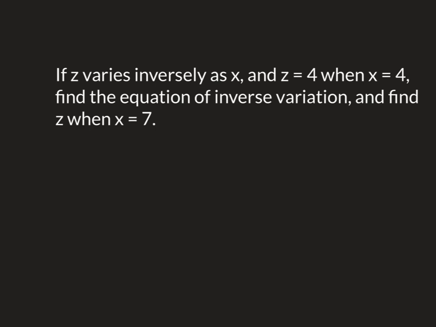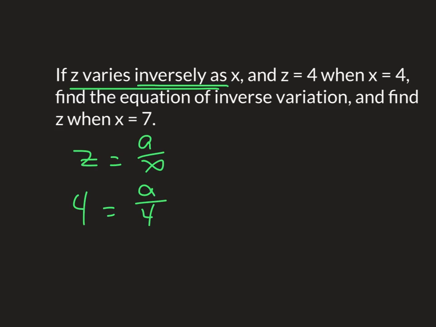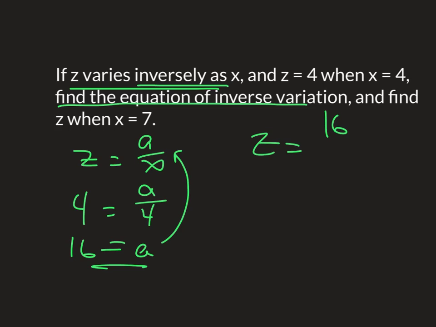Okay, here we go. If z varies inversely as x, all I do when I first read that very first sentence is think, okay, that's this. That's what the equation looks like. z equals a over x. Then it says z is 4 when x is 4. So it looks like this, which means my a is 16. And then it says find the equation of the inverse variation. So I'm just going to plug the a back up there where we started. So here's my equation, 16 over x. There's my equation. That's one answer.